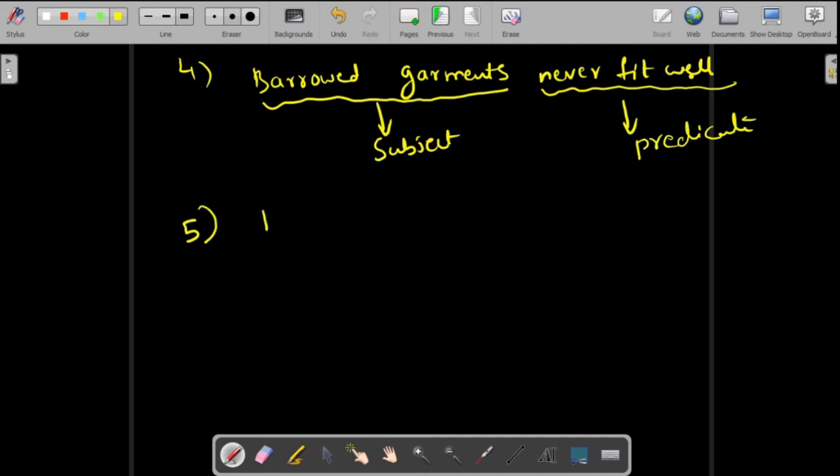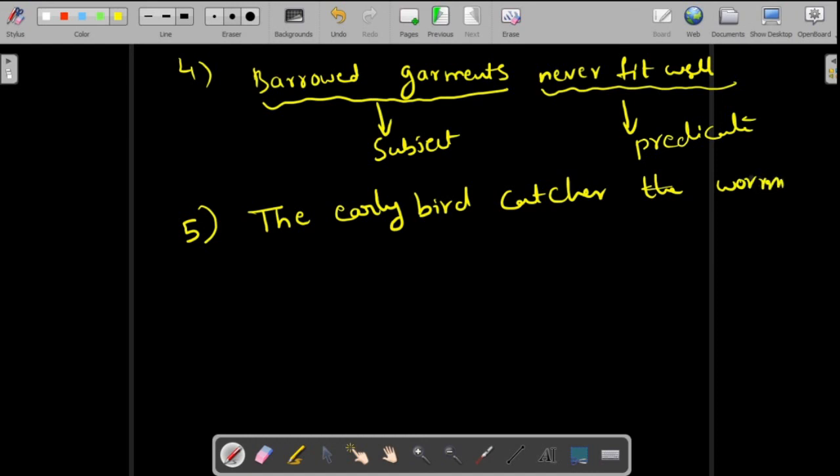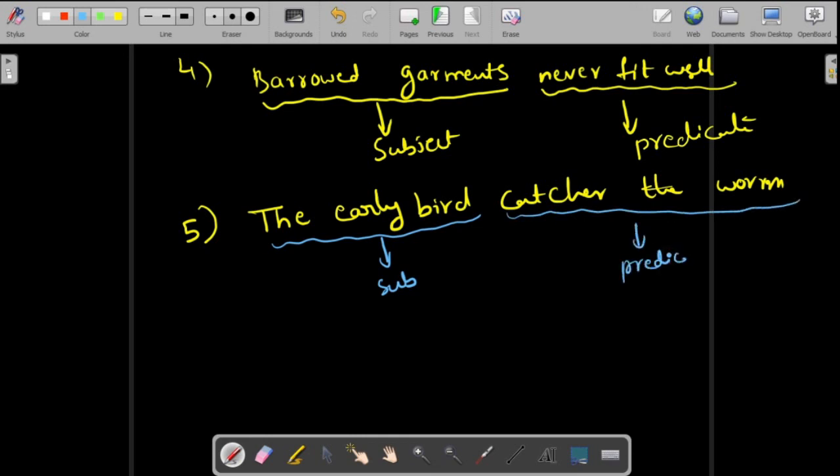Next, move to the last sentence, that is the early bird catches the worm. In this sentence, which one is the subject, which one is the predicate? The early bird is the subject, whereas catches the worm is the predicate. Okay, these are the five sentences.